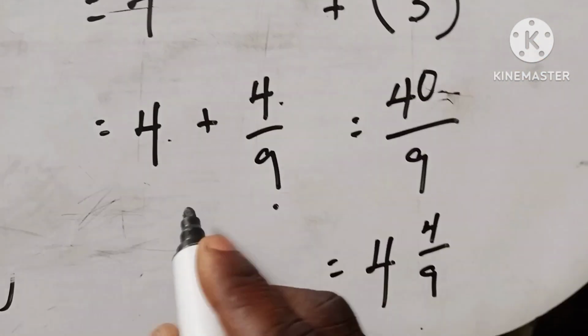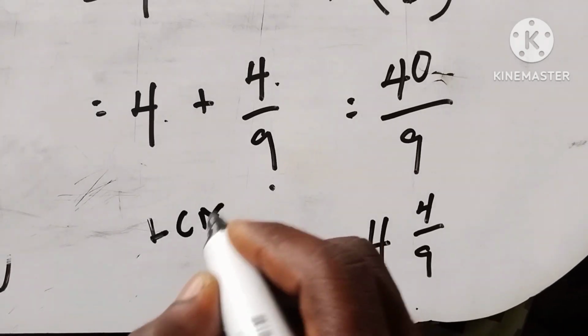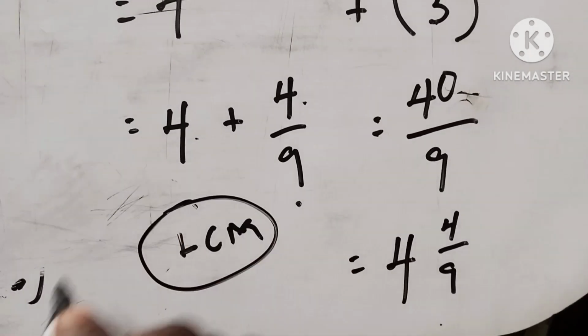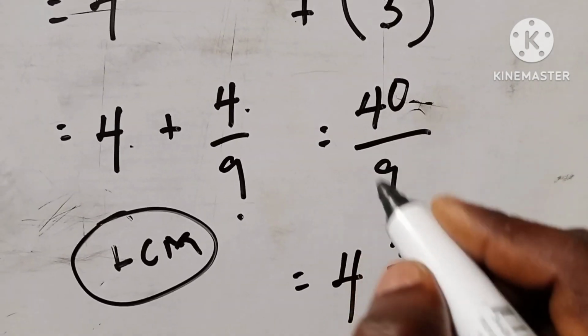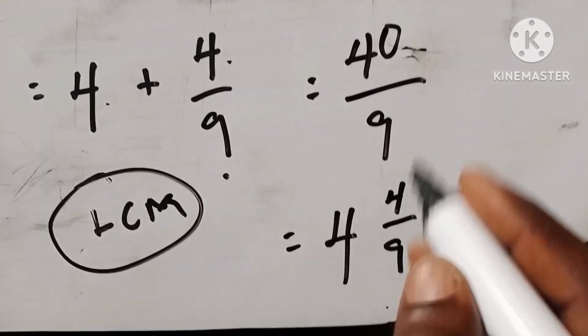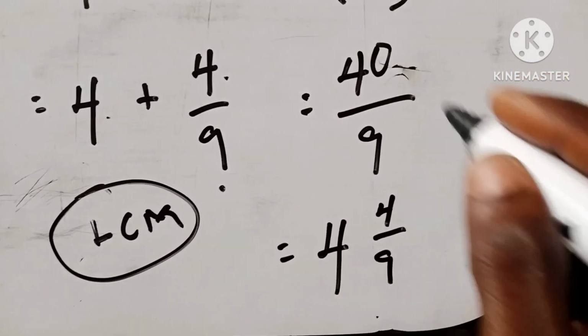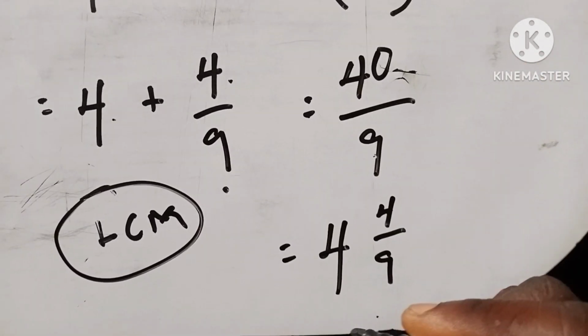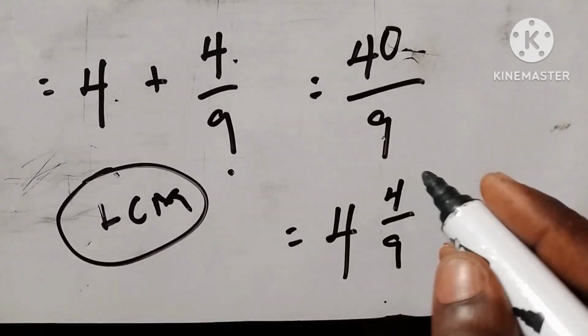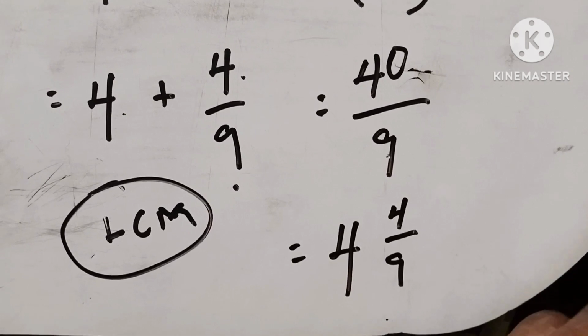So performing this, you should find your LCM, the least common multiple, because they are adding. This is just a fraction, so they are adding. Solving this, we have 40/9, and then we convert it into a mixed fraction. This is an improper fraction, right? The top one is bigger than the bottom one. So here we have 4 whole number 4/9 as our final answer.